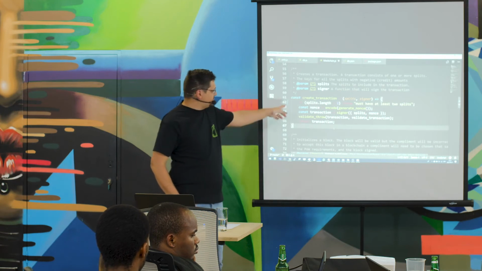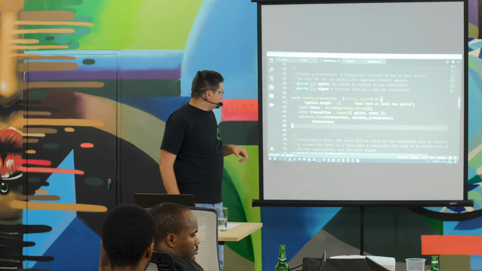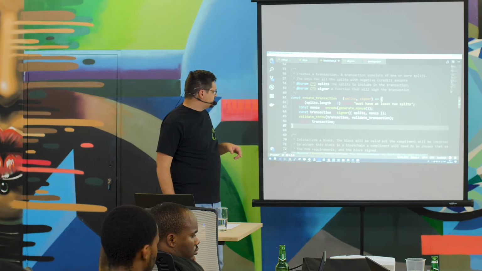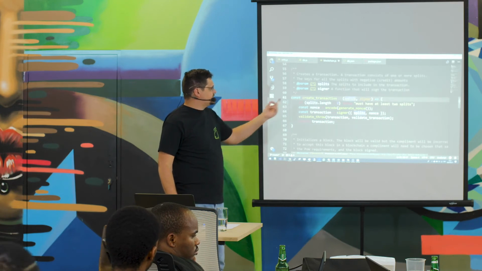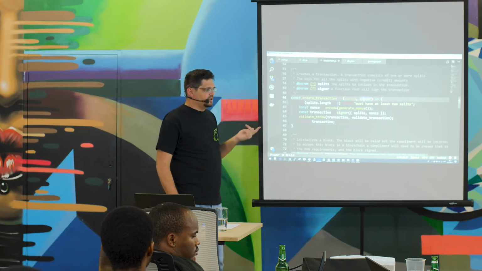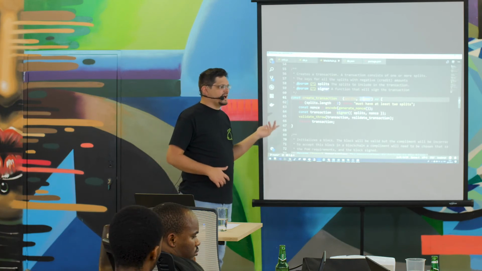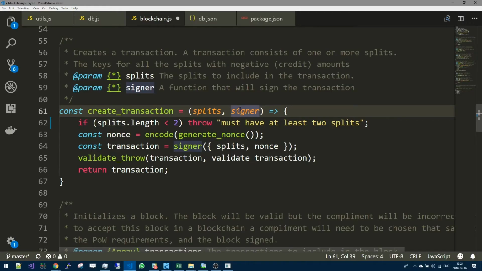So this function creates a transaction. A transaction has splits and a signature. It also has a hash. Pretty much everything has a hash, except splits. They don't have a hash. So really only transactions and blocks have a hash. But there's one other thing that a transaction has. It has a nonce, and it generates it here.